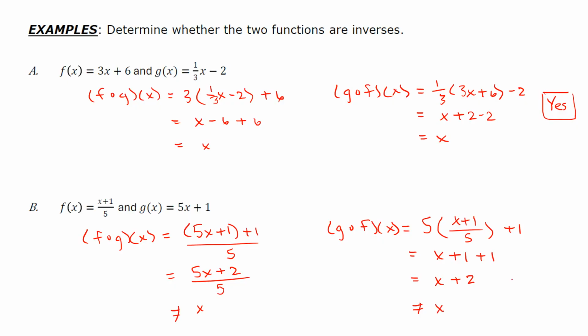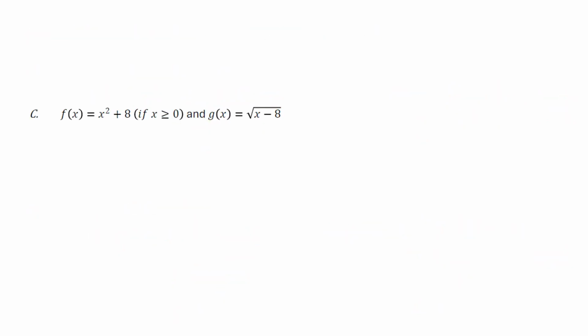not equal x. Okay? So whether you did g composition f or f composition g, both show that f of x and g of x are not inverse functions of each other. So let's do c. Okay. So we have f composition g of x. So we're taking g of x and substituting it into f of x.